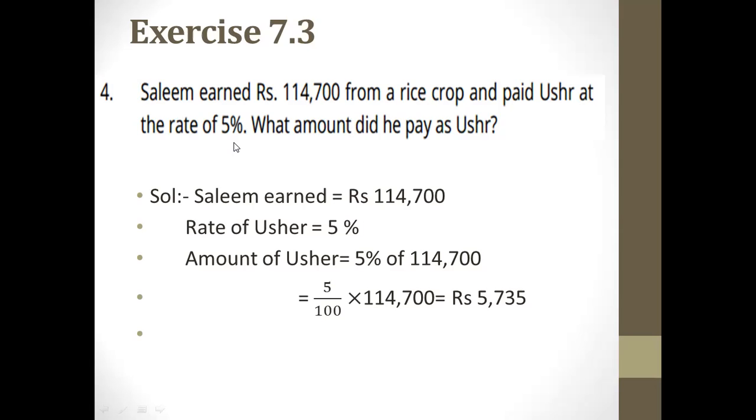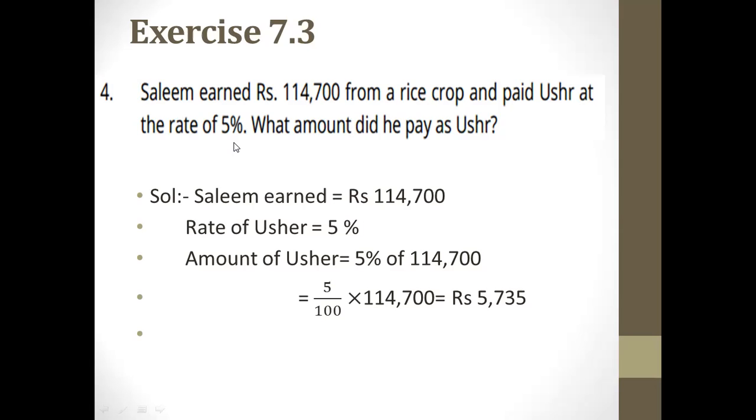So on agriculture products, when they grow the crop with the help of rain, the ushar rate, or the zakat rate, is 10%. But if they give water by artificial means, with the help of a tube well, etc., the ushar rate will be 5%. So maybe it will come in MCQs, so you should know these things.